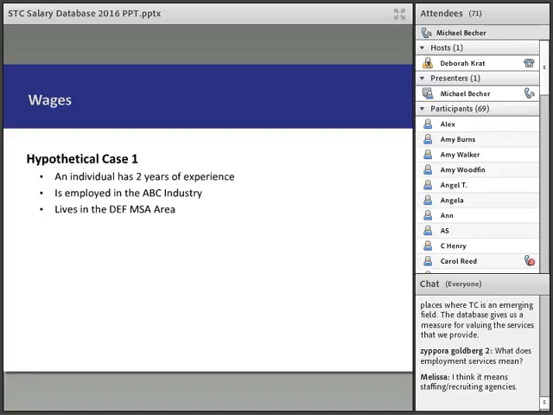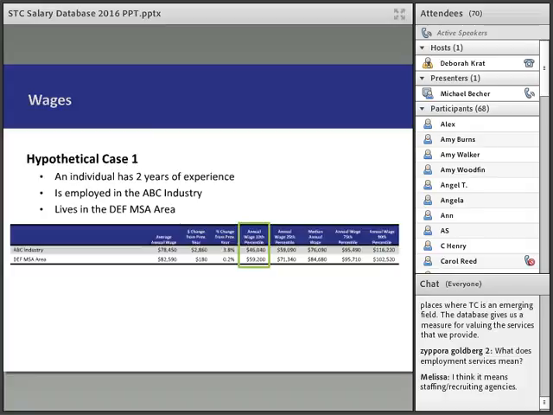So let's say that you are an individual with 2 years of experience. You're employed in ABC industry, and you live in the DEF MSA area. So what you want to do is look at the data, and you're so new that the 10th percentile is really where you fall. So in there, we can see that the wage rate for the ABC industry is $46,040, and the wage rate for the DEF MSA area is $59,200.